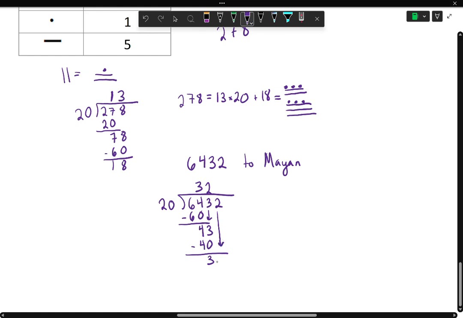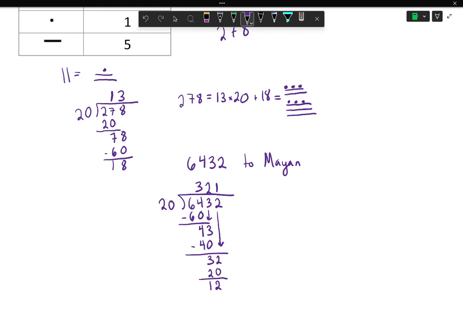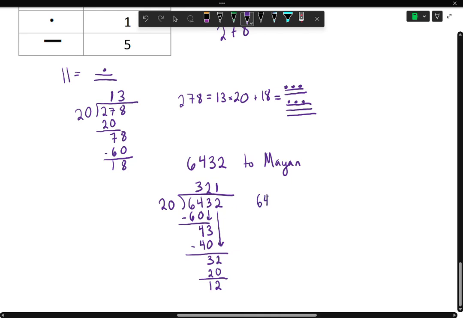I bring down the 2. How many times does 20 go into 32? Oh yeah, just once. I'm left with 12. Since 12 is less than 20, I'm done with the division. I can't pull out any more 20s. So we know that 6,432 is 321 times 20 plus 12.